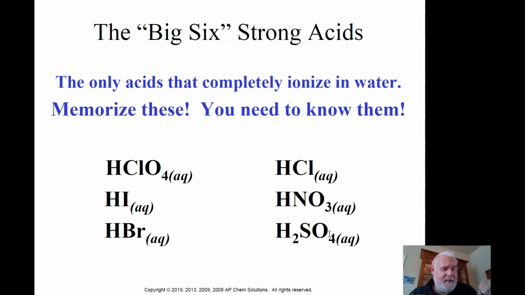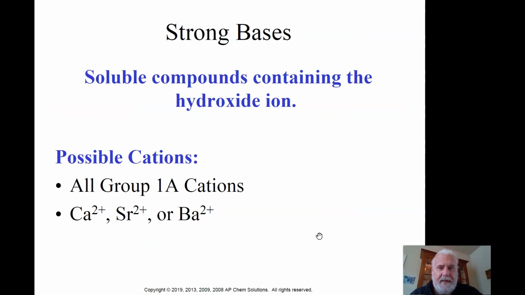But that's the acidic 6. Know those 6. They call them the big 6. I like the acidic 6. You just need to know those things. Notice they are all in aqueous solutions. You aren't going to find a jug of just plain sulfuric acid. It has water in it. That's part of the definition of what makes it an acid.